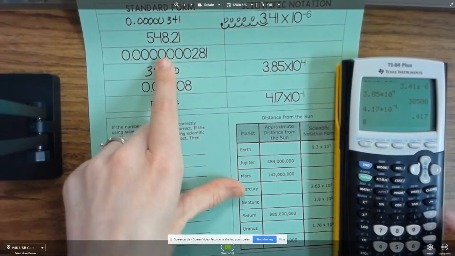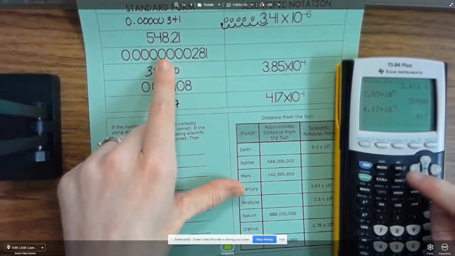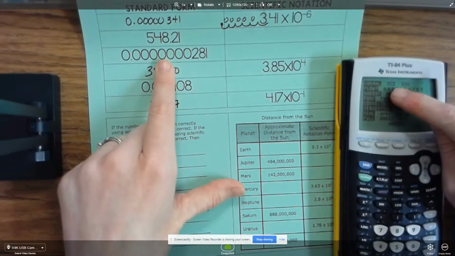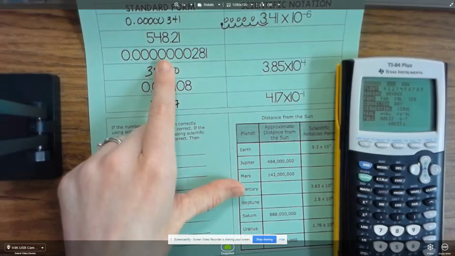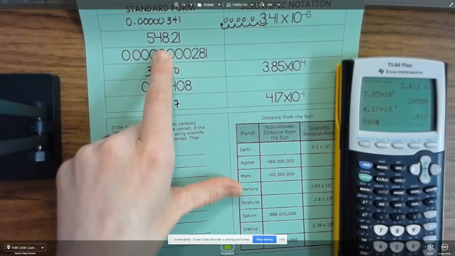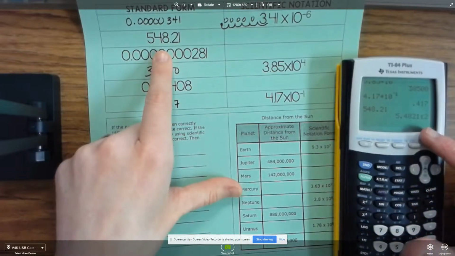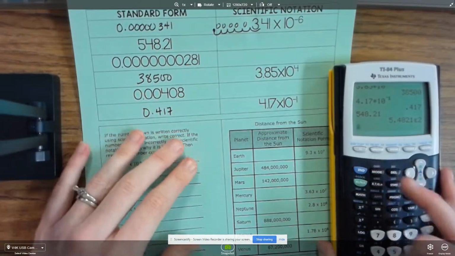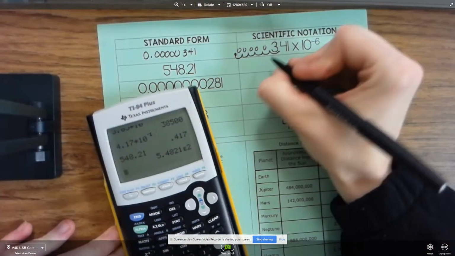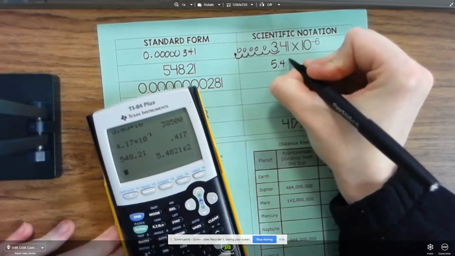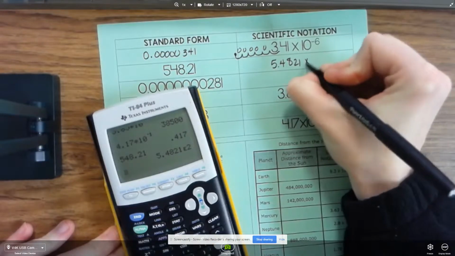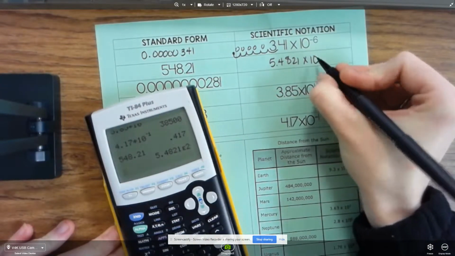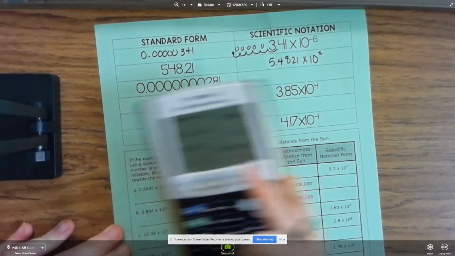Okay, so to go the other direction, we're going to go to mode. And up here is where we want to change it to Sci. And you have to hit enter before you get out of it. So now you just type the number in. And remember, the e to the 2 is times 10. So this one would be 5.4821 times 10, and then the 2 is my exponent.